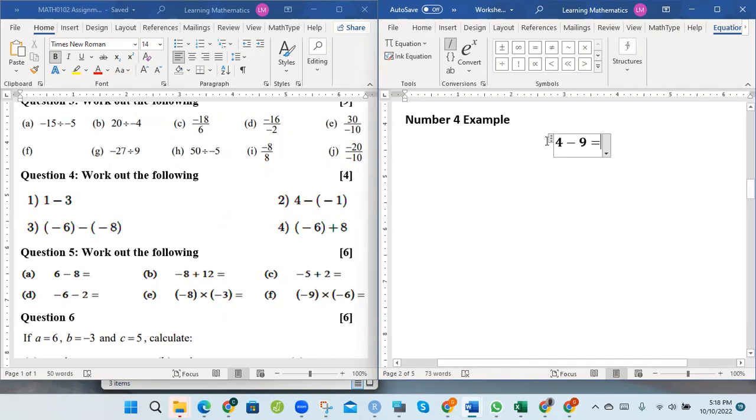Now, just pause a bit. If we want to separate those two numbers, this would be wrong. That would be totally wrong, because this sign belongs to 9. 4 has its sign, you know. The sign of 4 is a positive.